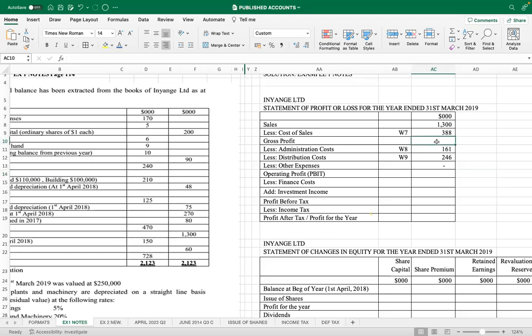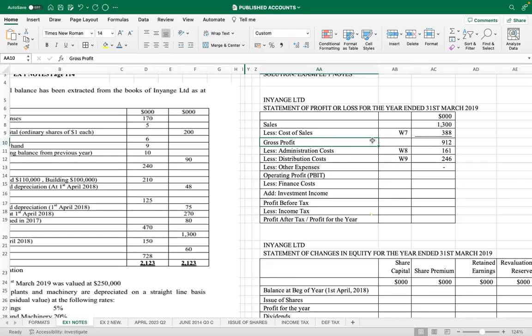Now, what is the gross profit? First of all, 1,300 minus 388. It gives you 912. 912 as the gross profit. Let me highlight it in blue. And then there is operating profit, which we need to find next. What is our operating profit? 912 minus 161 minus 246 minus 0. So it gives you 505.